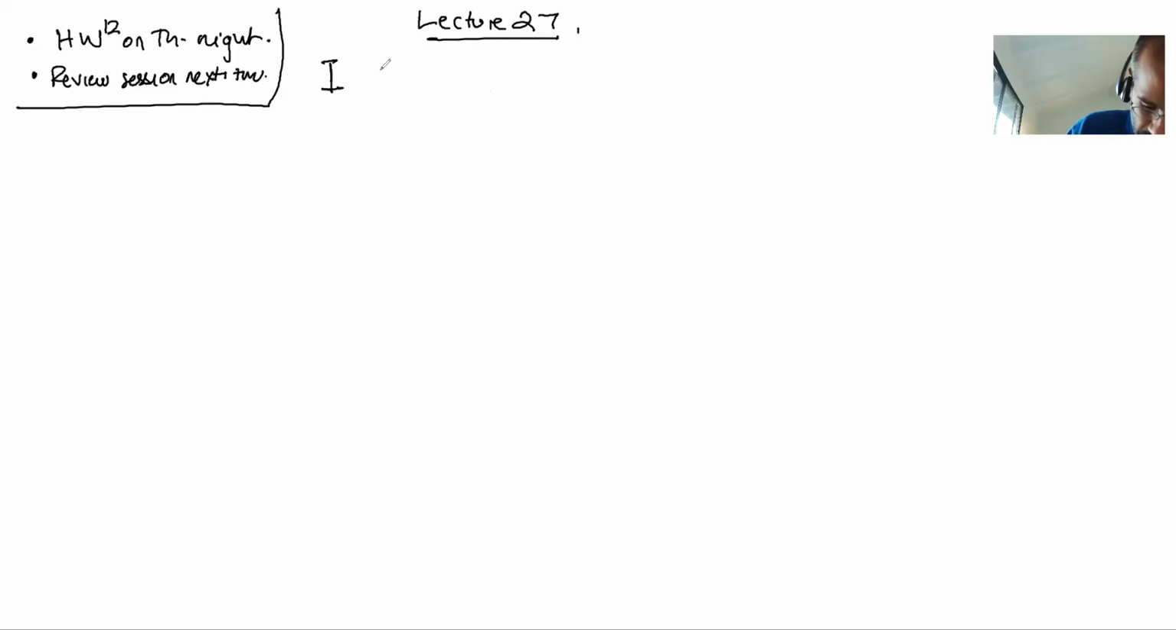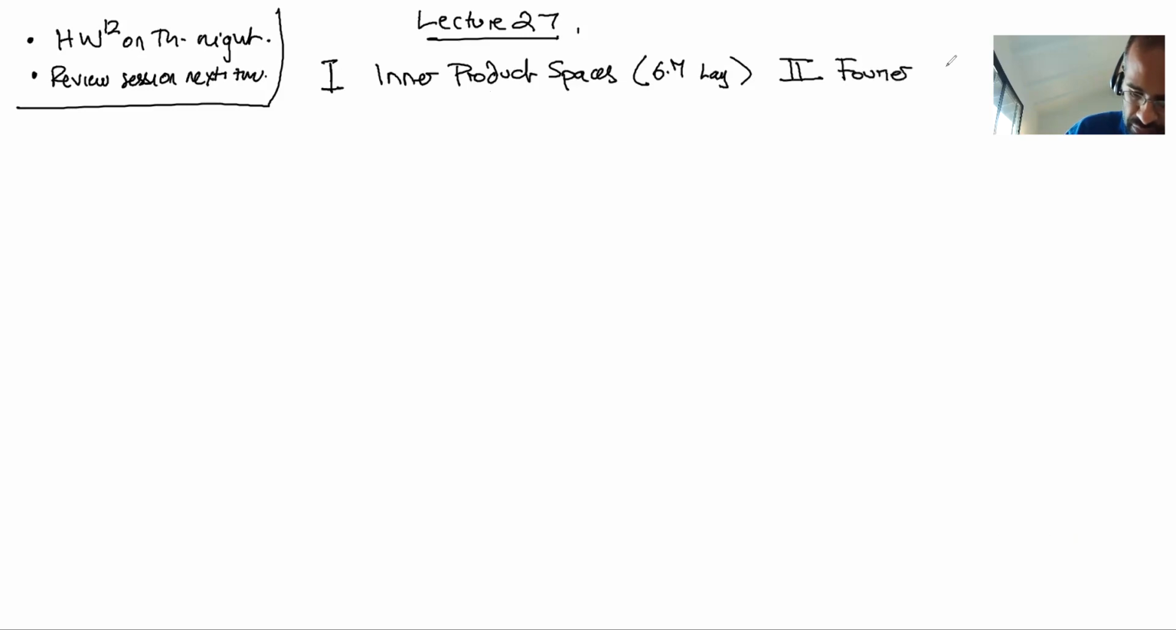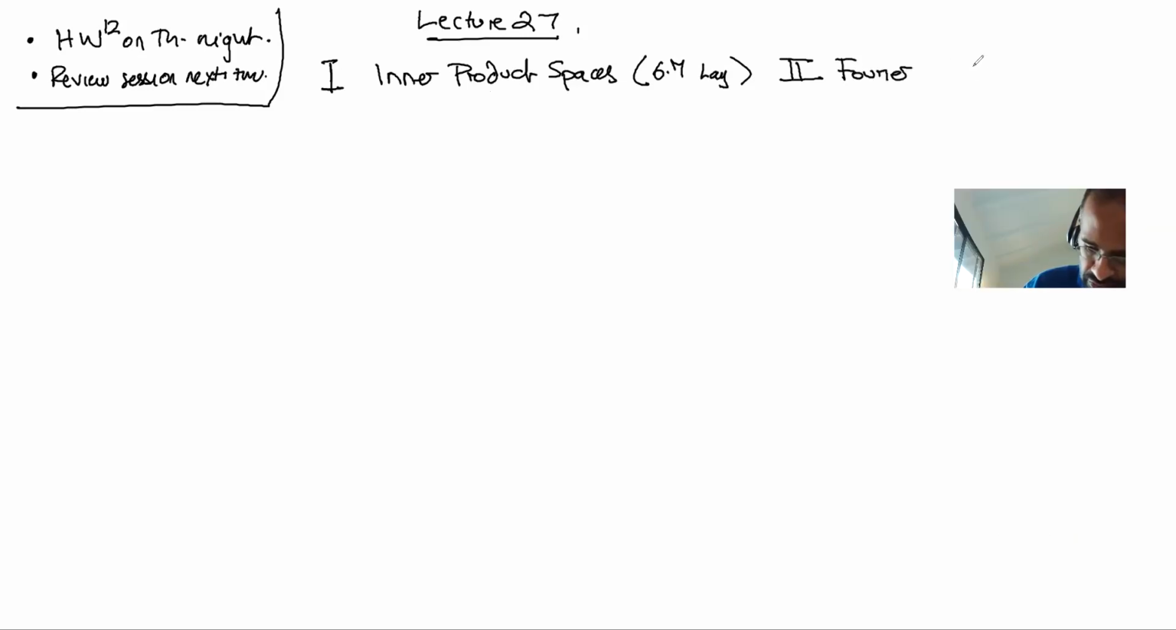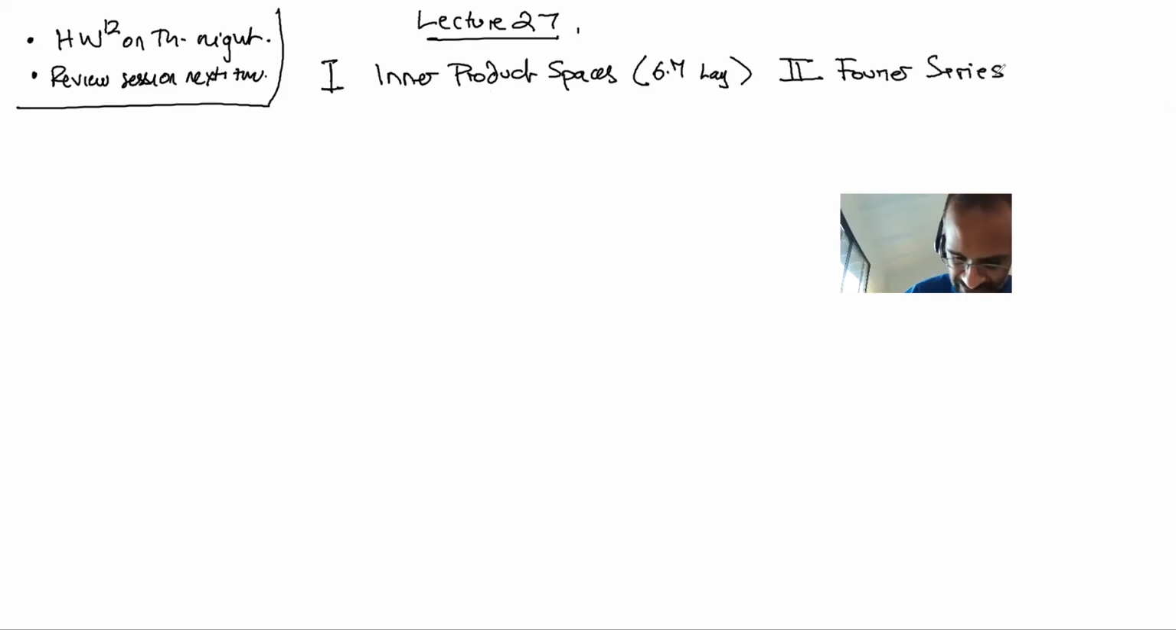So I'm going to talk about inner product spaces. This is section 6.7 of Lay. And then I'm going to talk about Fourier series, which you can think of as maybe the single most important application of this idea of inner product spaces. This is sections 10.3 and 10.4 of Nagel, Saff, and Snyder.